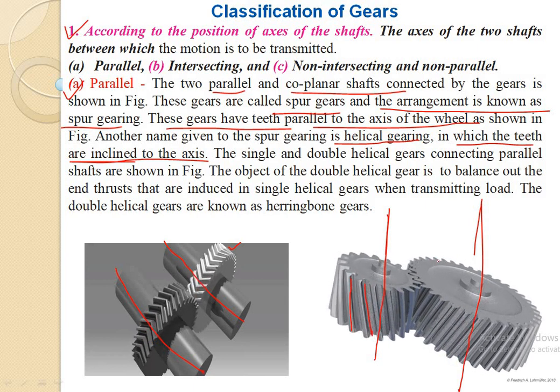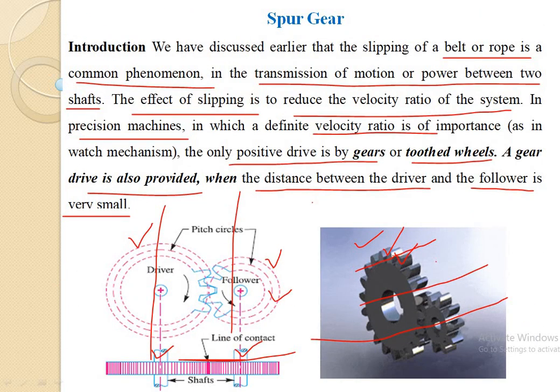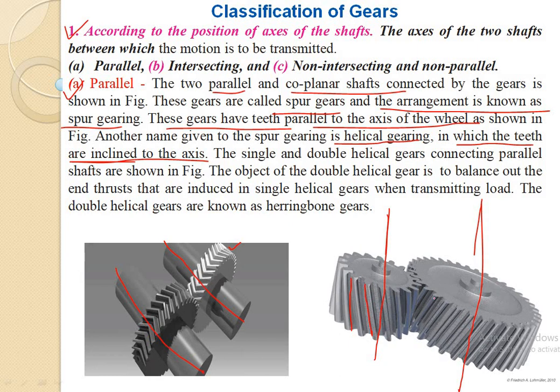This is also a type of spur gear in which the two shafts are parallel. But in the earlier case, we have seen its teeth are parallel to the axis of the shaft. But in this case, look at these teeth. These teeth are inclined to the axis of the shaft. These are known as the helical gears.